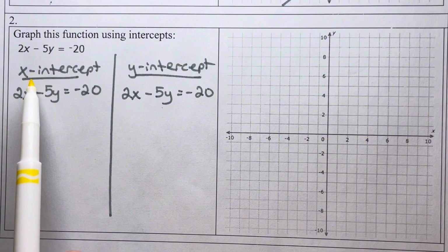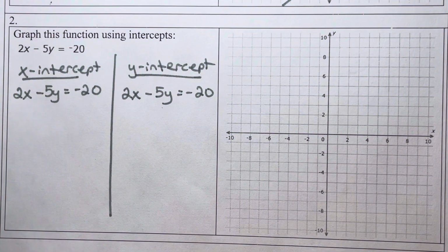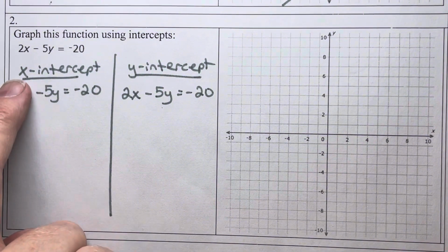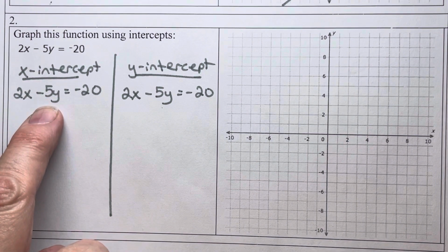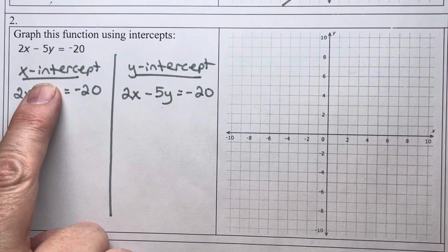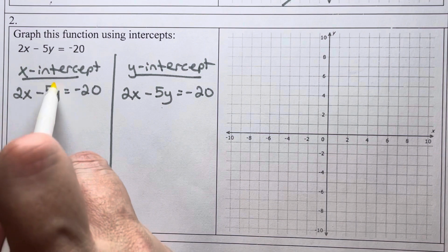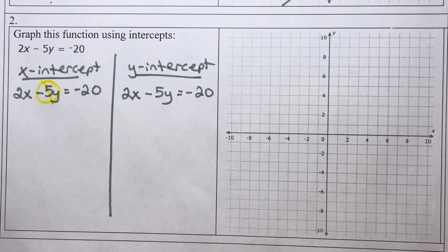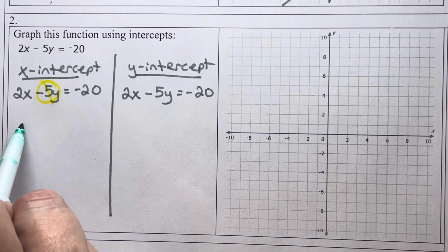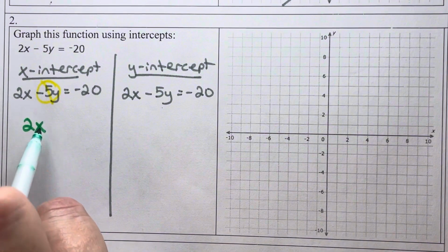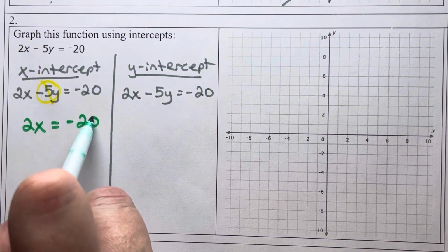So for the x-intercept, we know that we need to cover the letter that we don't need. If I'm finding the x, then I don't need y, so I cover that up, or I just mark it out. Step 2, rewrite your tiny equation. So our tiny equation is 2x equals negative 20.